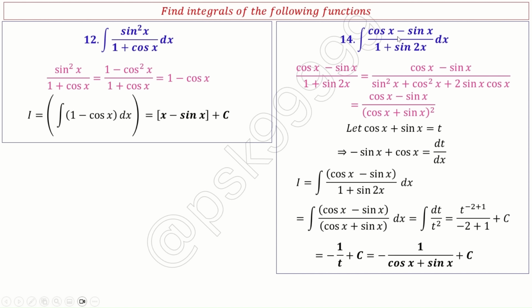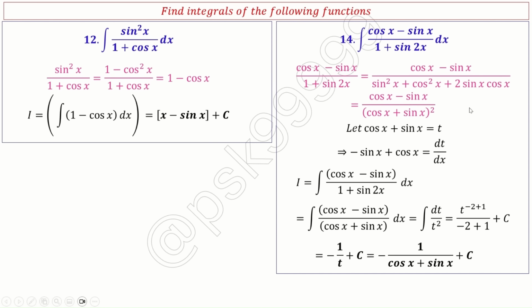Next, cos x minus sin x divided by 1 plus sin 2x. You should have solved such trigonometric functions before, and it's exactly the same thing. Cos x minus sin x I'll keep as is, and I'll write 1 as sin square x plus cos square x, plus 2 sin x cos x. Now my denominator is nothing but sin x plus cos x whole square. So this is cos x minus sin x divided by cos x plus sin x whole square.